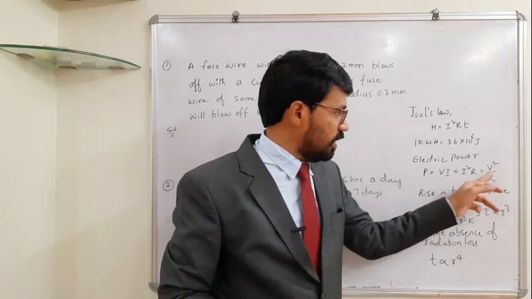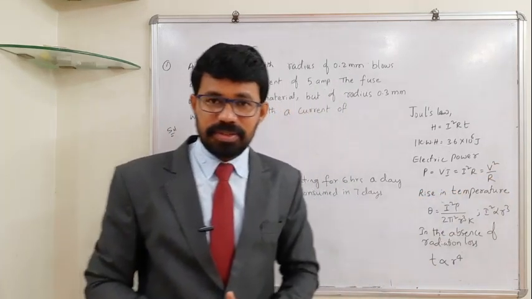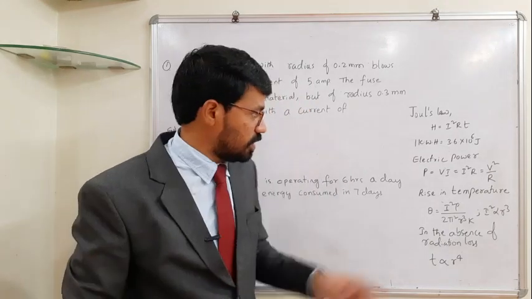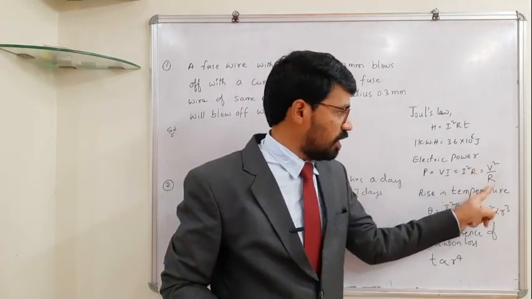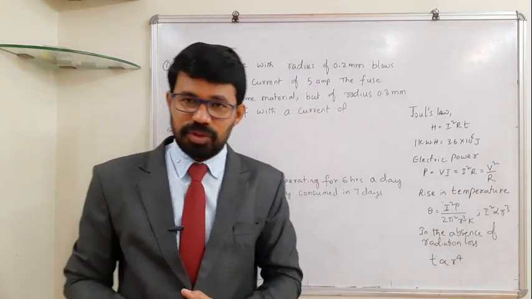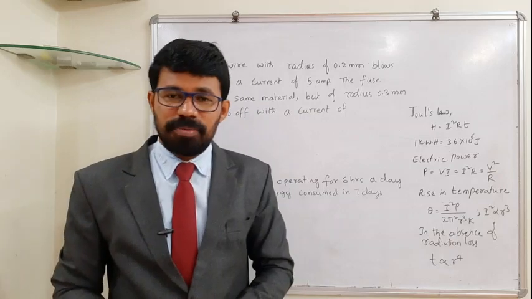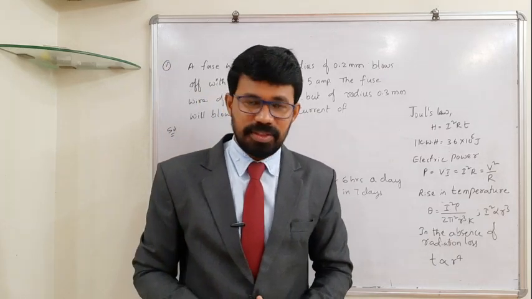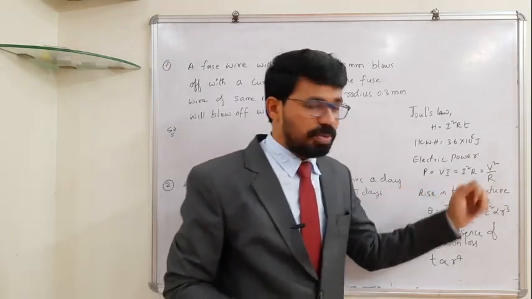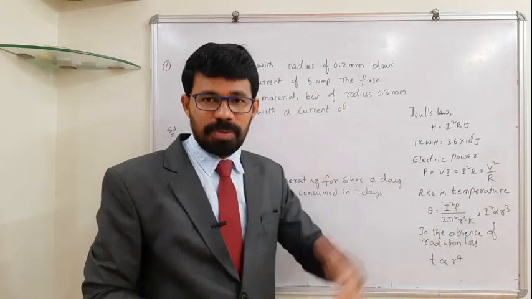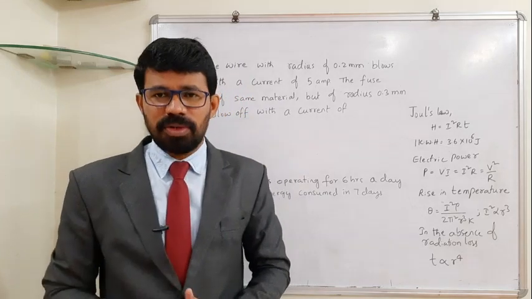If you are dealing with a parallel combination of resistances, and you are supposed to handle power consumption in various resistances, the equation P is equal to V square by R will be useful, because V, the potential difference across all resistances in a parallel combination, is the same. So P is inversely proportional to R in case of parallel combination. You have to choose the appropriate one depending upon what situation you are dealing with.